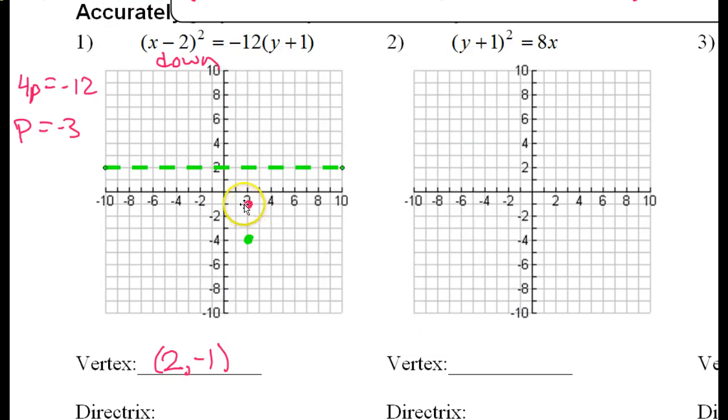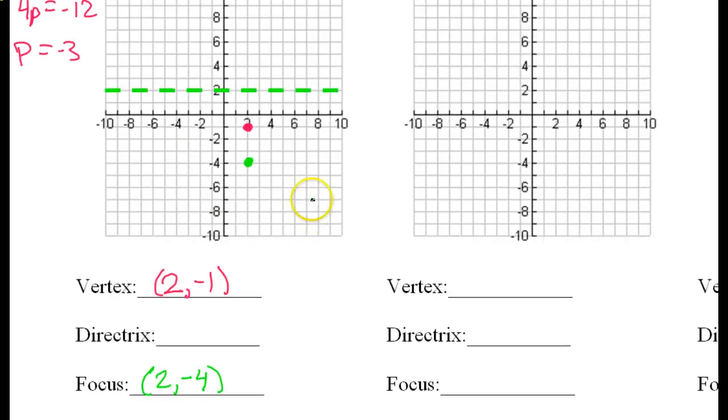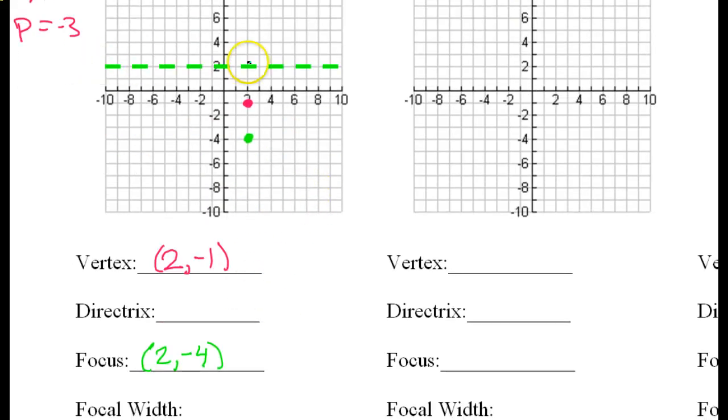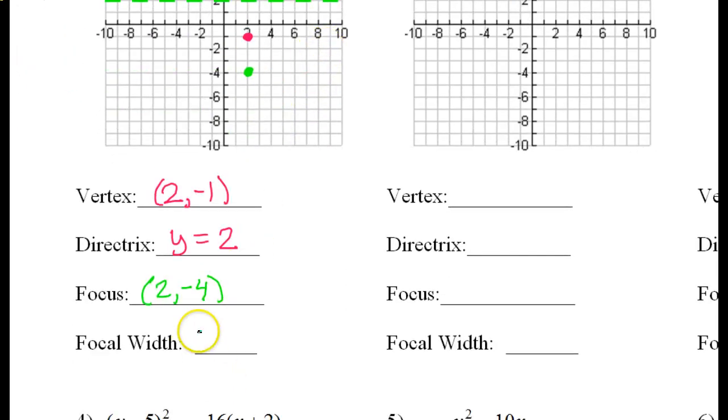So I've got my focus and my directrix. I just need 2 more points to finish this graph off. Oh, by the way, the directrix, see, horizontal lines always have little equations, y equals a number. And it's at 2, so the directrix is y equals 2. Now the focal width. The focal width comes from the 4p number, the number in front of the unsquared part. You do not include the negative sign, so widths can't be negative. So the focal width is 12.